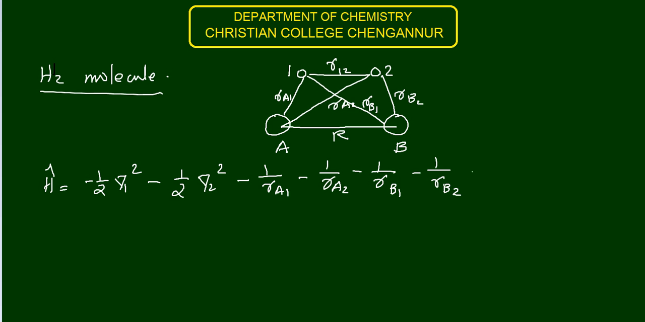And then comes the repulsive terms. So we give plus sign. First of all, let us write the repulsion between electron 1 and electron 2. That is 1 divided by R12. Then the nucleus repulsion, that is 1 divided by R. Okay, all these expressions are similar because all these are expressed in atomic units. So this is the Hamiltonian for the system. Obviously, it's a very big Hamiltonian.